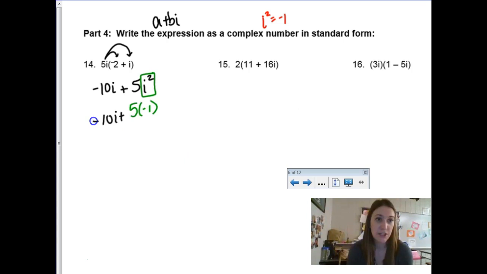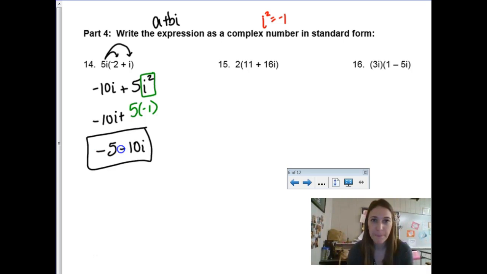So the only thing I'm going to change here is I'm going to simplify this to say negative 5. And I'm also going to switch the order around because that's the proper order. So negative 5 minus 10i. There's my a plus bi form.